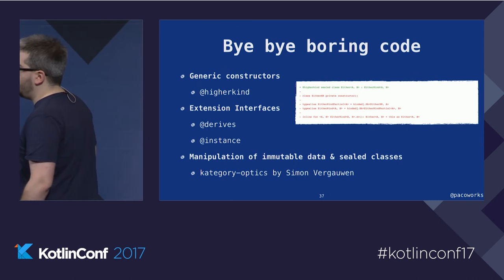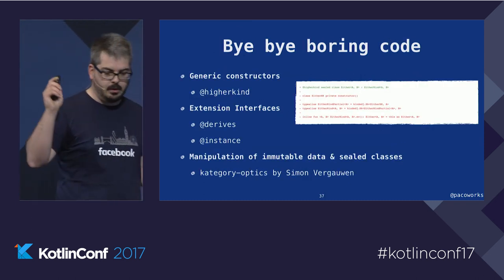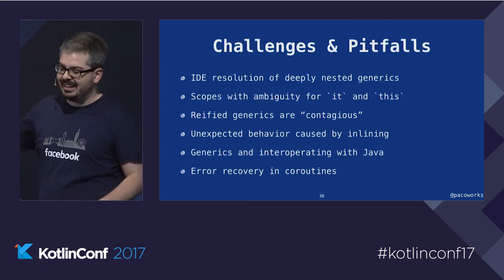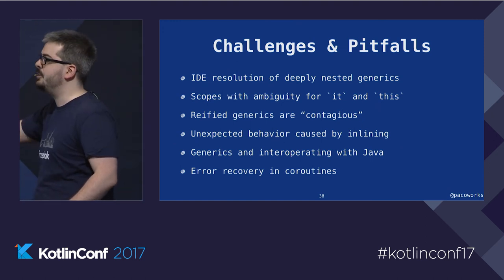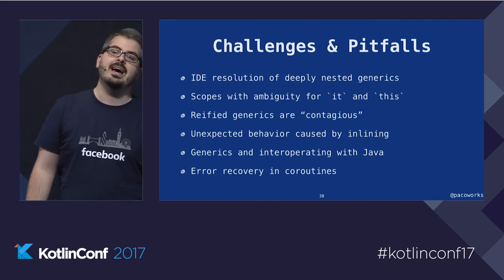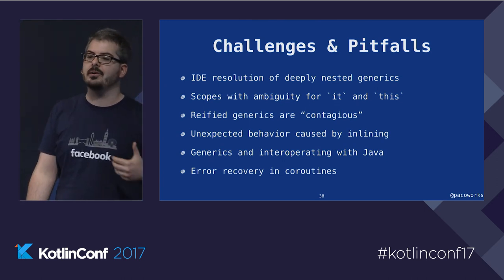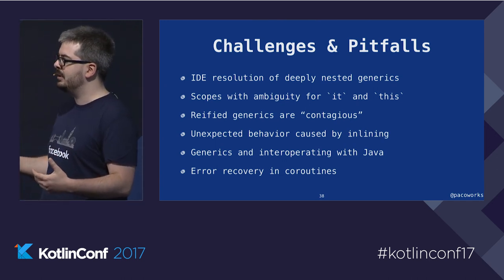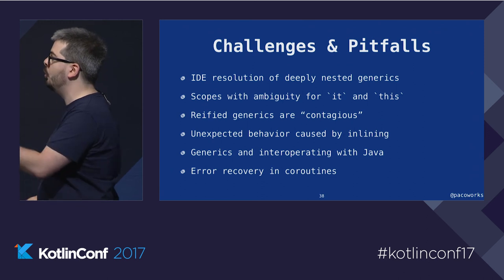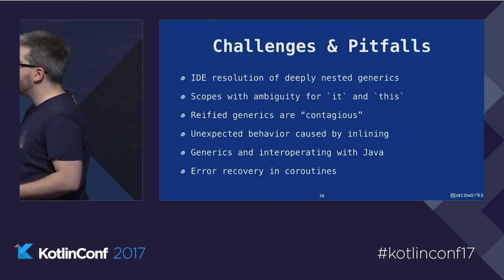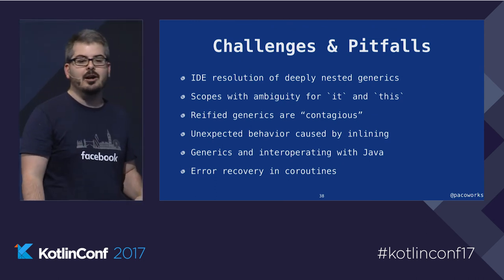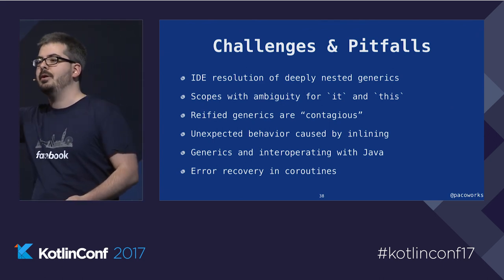So what did we have to go through to make all of this available? There were many challenges and many pitfalls, especially at the beginning, because we have to go through IDE resolution of generics, which JetBrains has improved massively right now. We have problems with ambiguity in the scopes with it and this. We have reified generics, which if you have used, you know they are contagious. They can only be used in a static dispatch context. And every time you use inline generics, you have to make sure that every function all the way up also uses reified generics. You can have unexpected behavior caused by inlining. So you have a return in the middle of a block, and all of a sudden it is returning from your scope because the code is actually being copied inside.